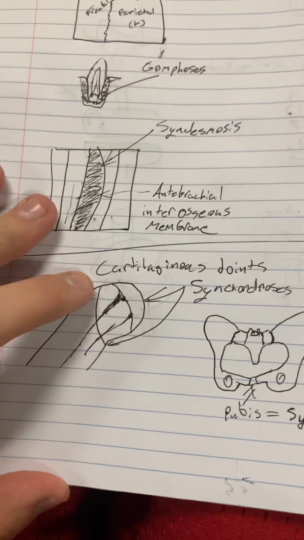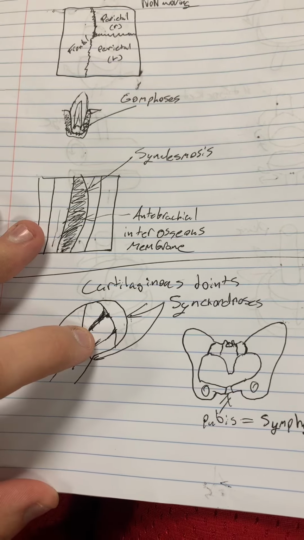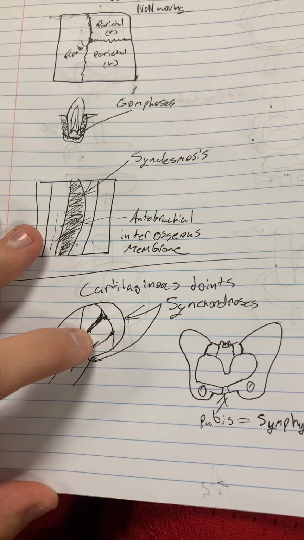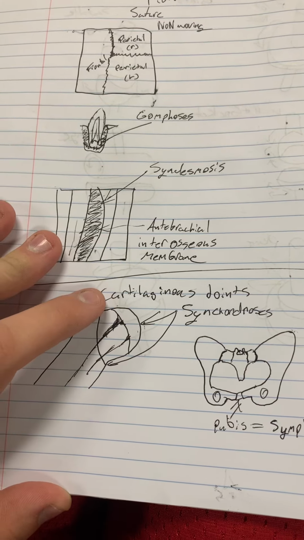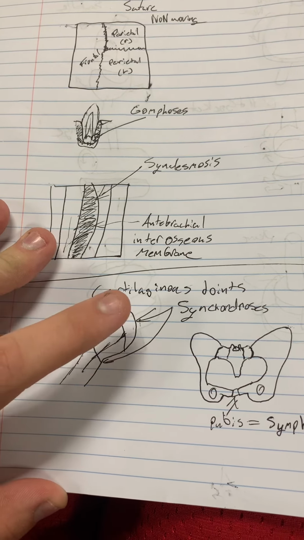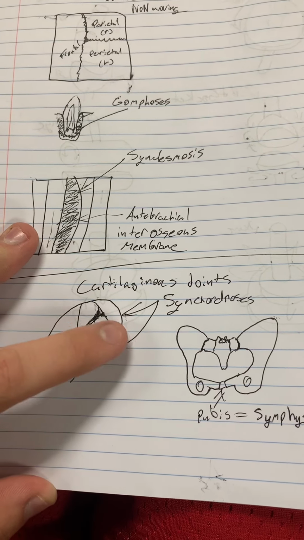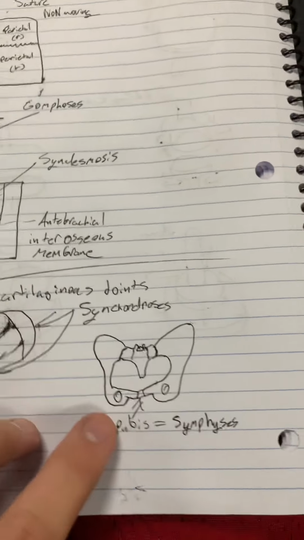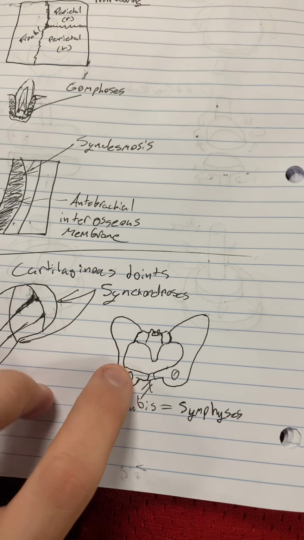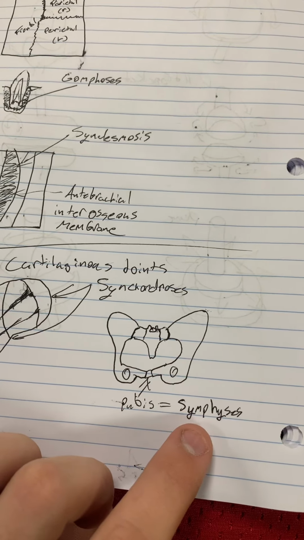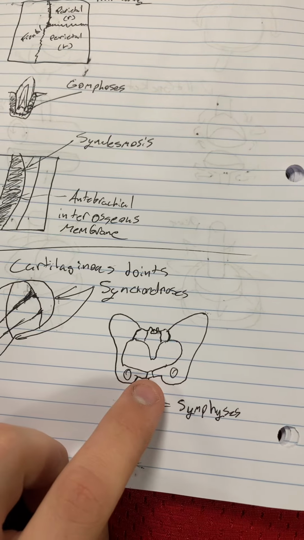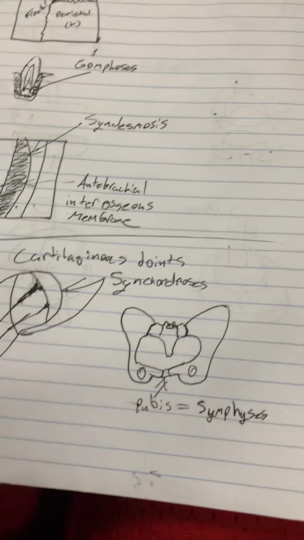And then moving down to our cartilaginous joints, we have our synchondrosis, which is basically your epiphyseal lines and your hyaline cartilage in between all of your joints that make them move smoothly, as well as, in this example, the symphyses. The pubic symphysis is a symphysis joint.